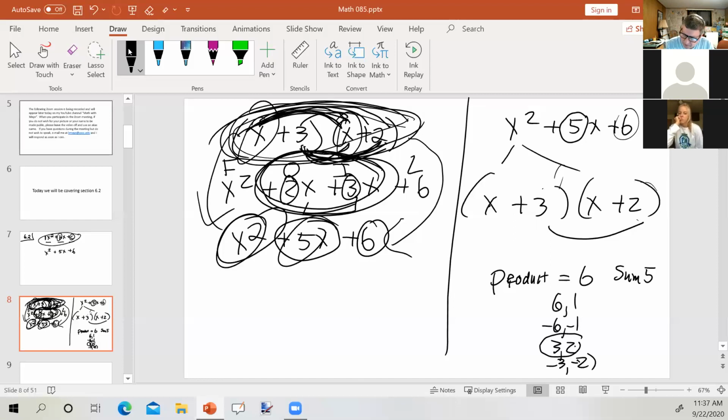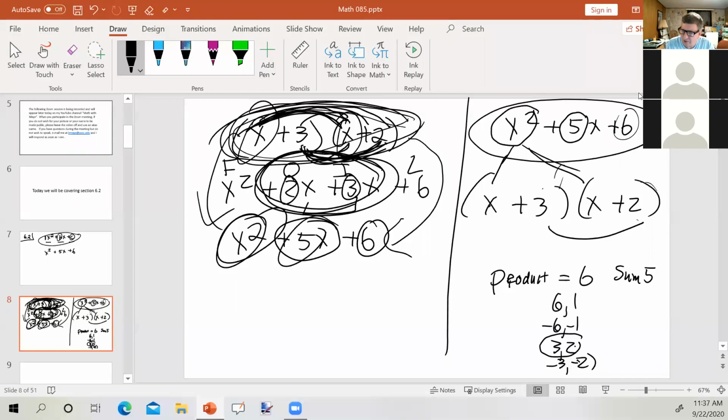So basically, when I have a trinomial in this form, I'm going to take that leading term that has a coefficient of 1 and put it at the front of each of my binomials. Then I'm going to look for a pair of numbers whose product is this and whose sum is that. And those two numbers are going to go right here to complete the problem. Let's see if we've got that.